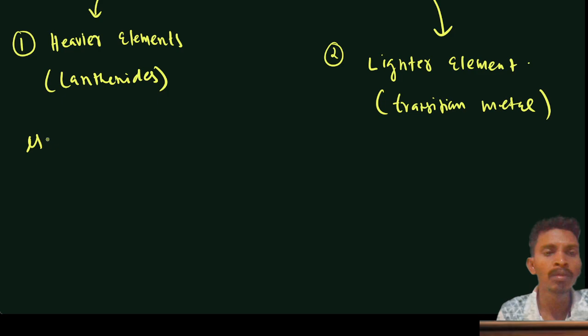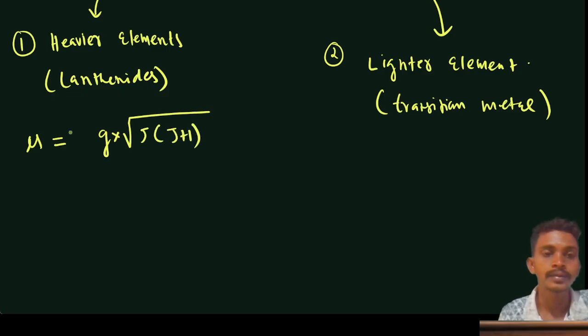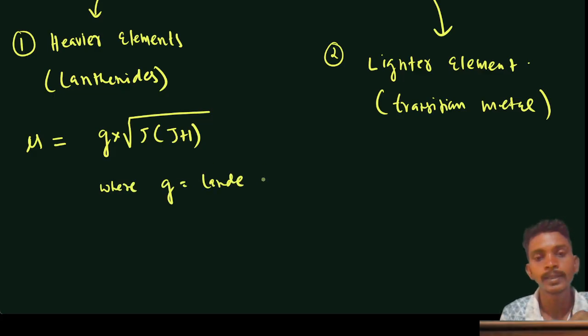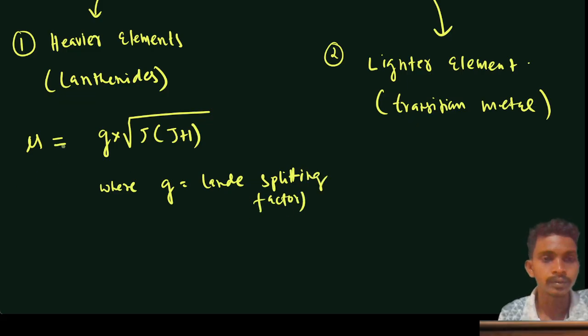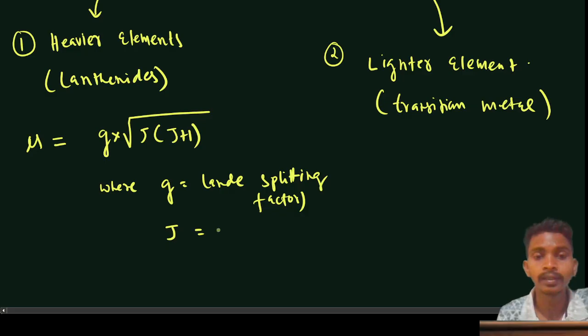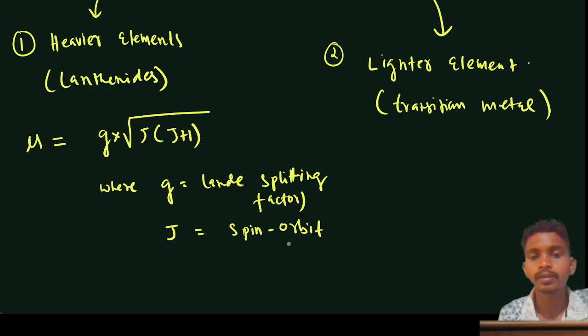So for heavier elements, how do we calculate the magnetic moment? The magnetic moment is calculated by g into the square root of J into J plus 1, where g is the Lande splitting factor, and J is the spin orbit coupling, which we have already discussed.